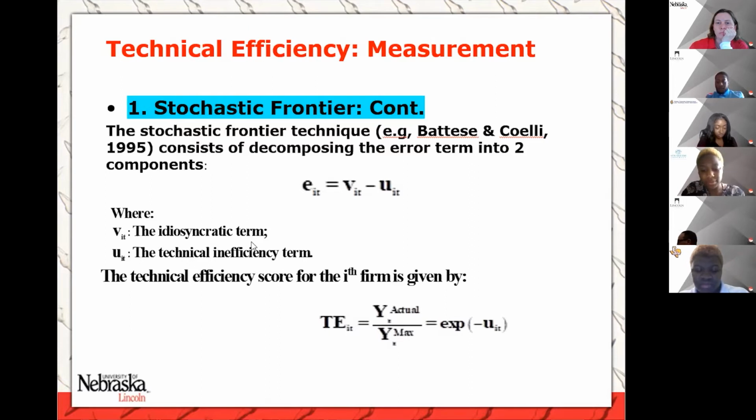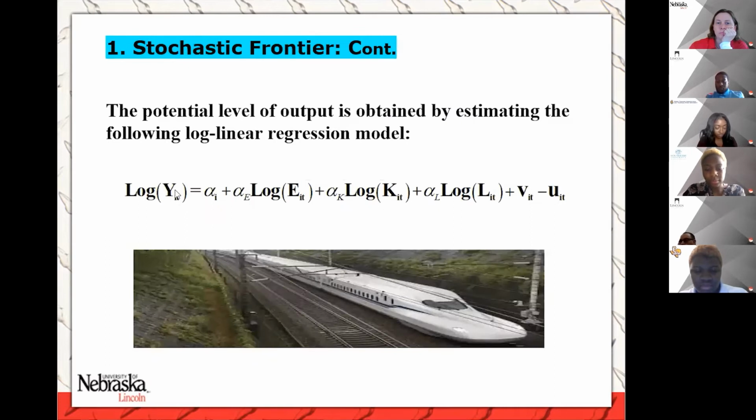So based on the definition of technical efficiency, we have to divide the actual output, Y actual, by Y max, or the potential output, which is the exponential of this inefficiency term. Now, to compute the potential or the maximum output, we use the following function. So this requires the use of econometrics, okay?